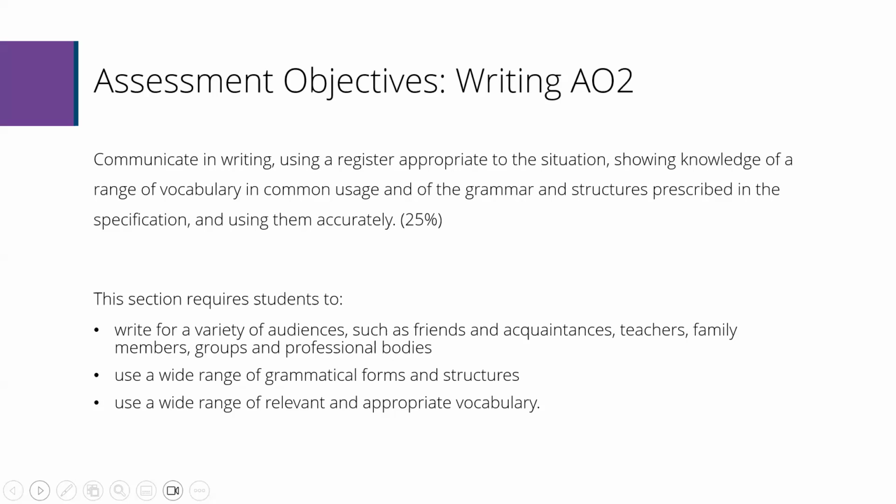So assessment objective 2 is writing. And here we're expecting students to communicate in writing using register appropriate to the situation, showing knowledge of a range of vocabulary in common usage and of the grammar and structures prescribed in the specification. And it requires students to write for a variety of audiences, such as friends and acquaintances, teachers, family members, groups, professional bodies, as we mentioned, and also use a wide range of grammatical forms and structures, and use a wide range of relevant and appropriate vocabulary.